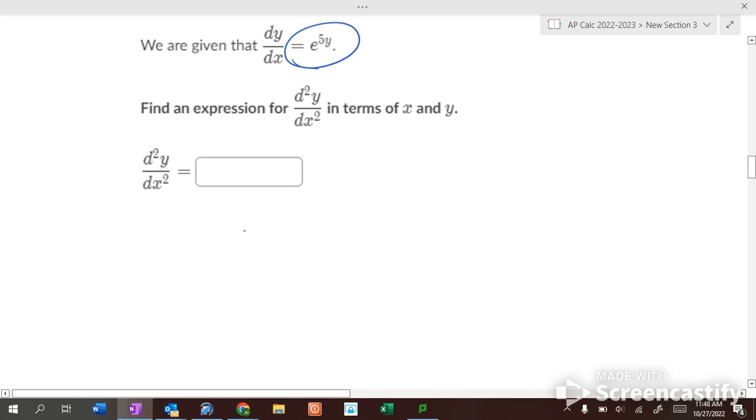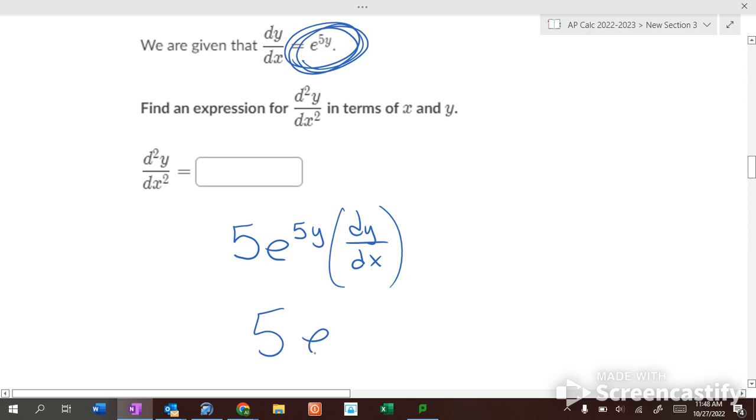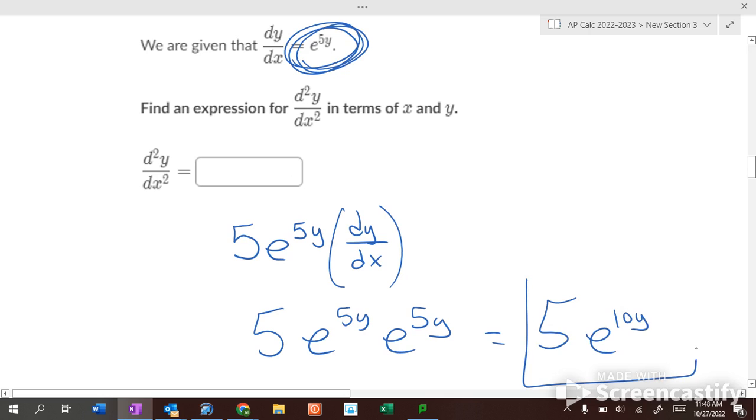How do you take the first derivative of this? 5 e to the 5y dy over dx. Now, yep, keep going. Okay. So so far, we're good. Oh wait, no, I'm confused. Okay. It's times dy dx, right? Do we know what dy dx is? When you multiply the same base, what do you do to the exponents? You add them. That's the derivative of 5 e to the 5y.